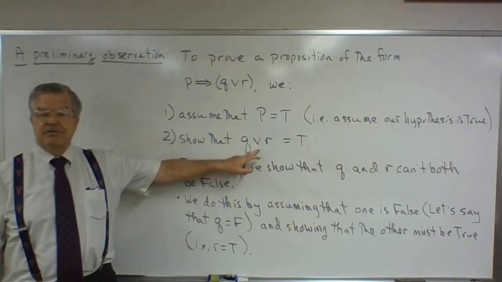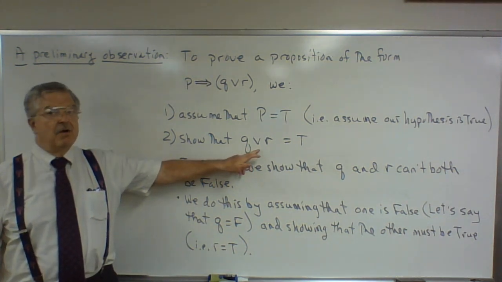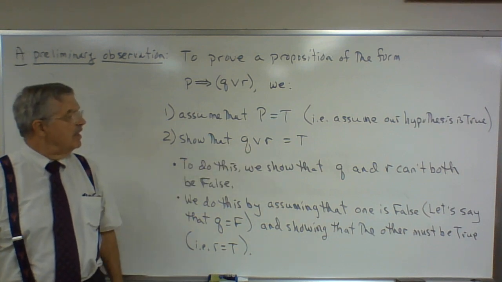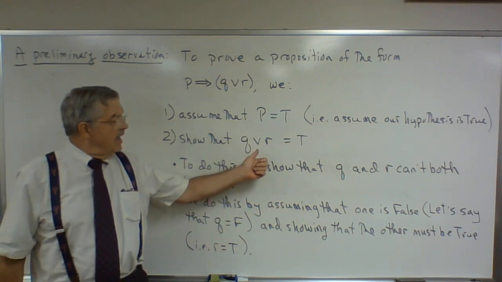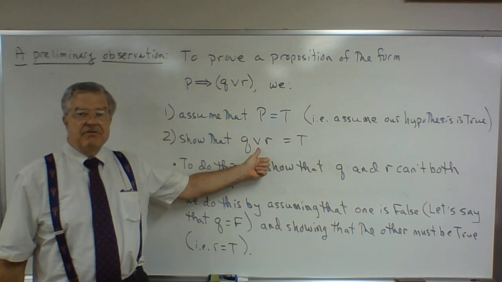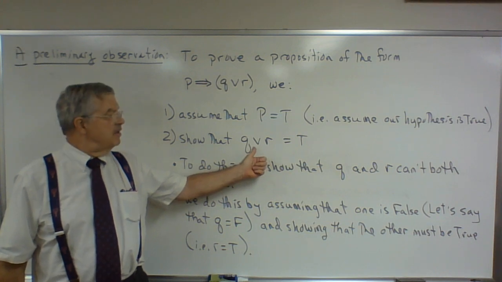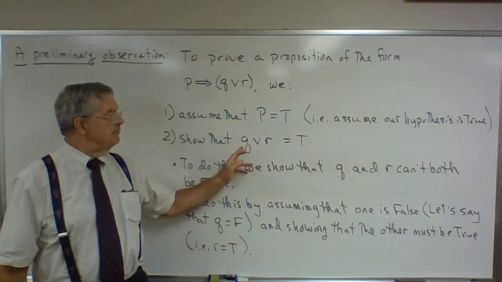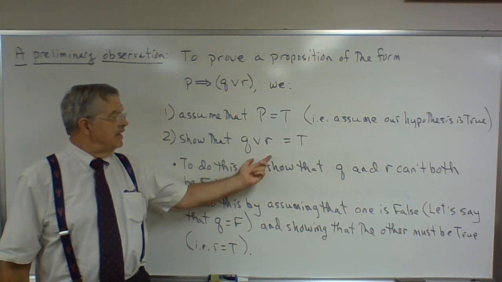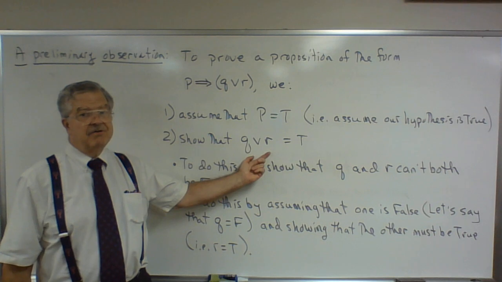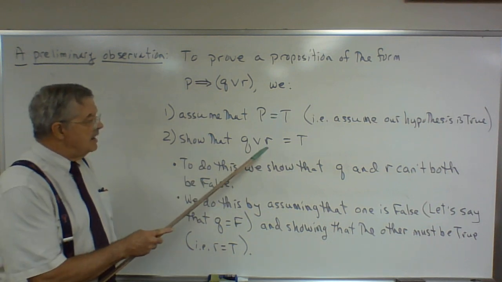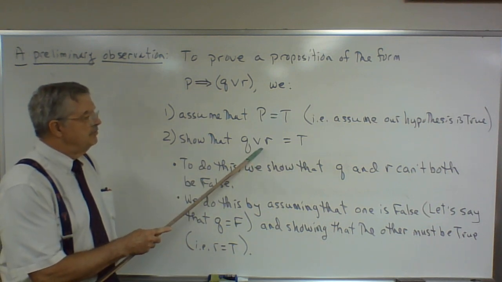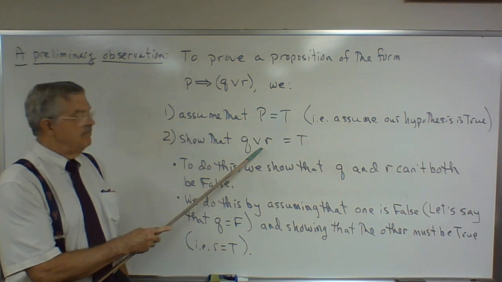The conclusion is a disjunction, an or statement. And this or statement can be true if Q is true and R is false. It can be true if Q is false and R is true. It can be true if both Q and R are true. The only time this thing is not true is when both Q and R are false.